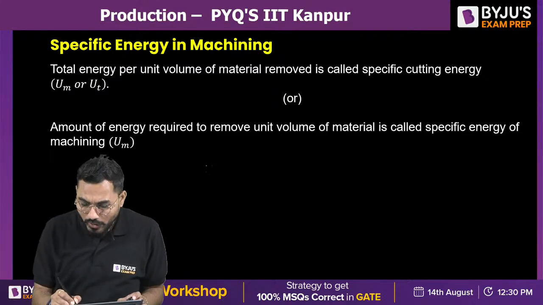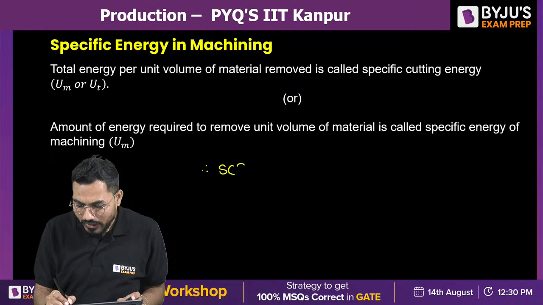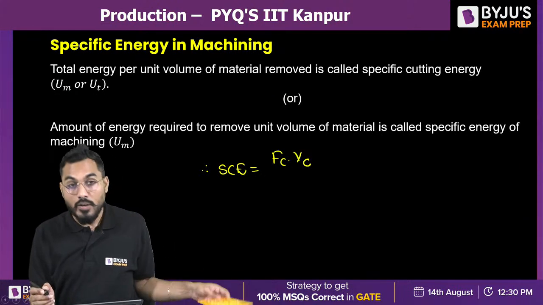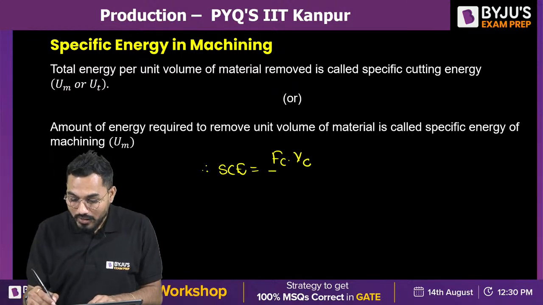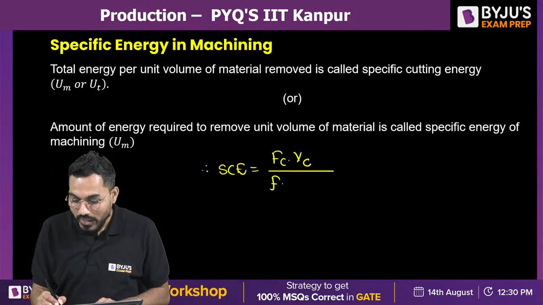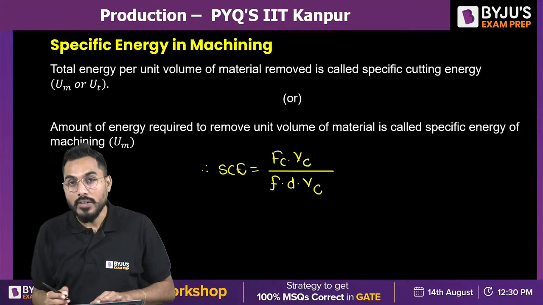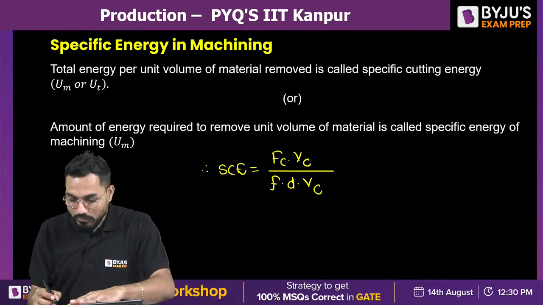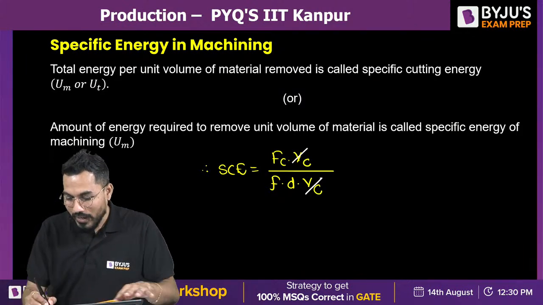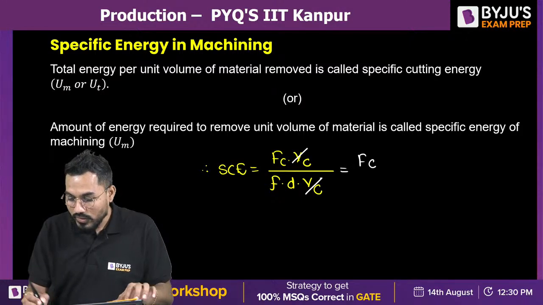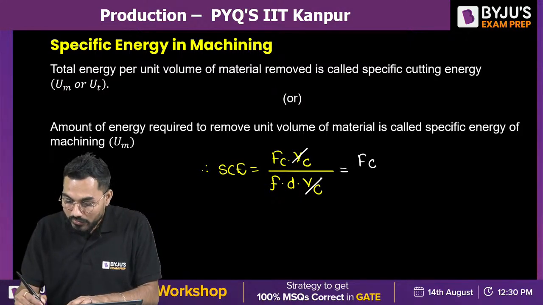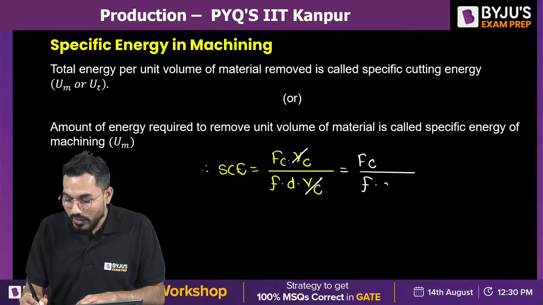Now, what is the formula for specific cutting energy? Specific cutting energy is exactly equal to cutting force FC into VC divided by MRR. MRR is nothing but feed into depth of cut into cutting velocity. And here the feed, depth of cut and cutting velocity can be cancelled. So it can be written as cutting force FC divided by feed and depth of cut.